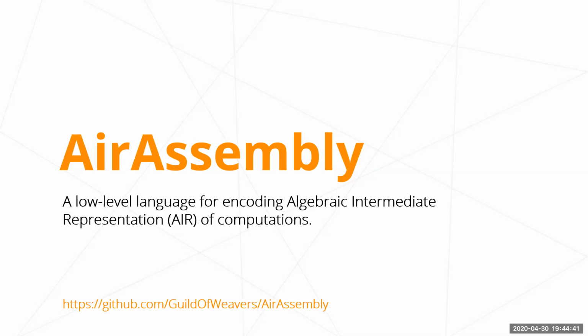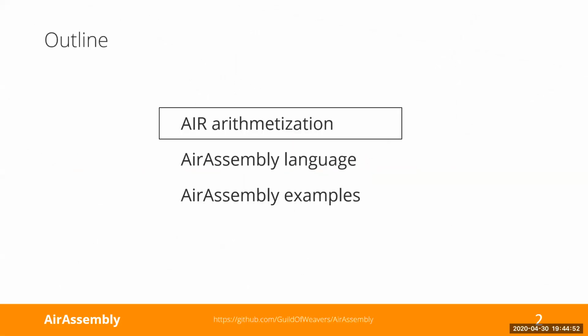So as Justin mentioned, my talk today is about AirAssembly. It's a low-level language for encoding AIR of computations, and this is primarily used in Starks. The things I would like to go over today are the basics of AIR arithmetization and what exactly it means. I think a lot of you already know a lot of this, so it might be somewhat repetitive, but it's good to set the stage because AirAssembly mimics what you need to understand about AIR and tries to describe a lot of that. Once I go through AIR, we'll go through the language itself, and then if there's enough time, we'll go through a simple example of how AirAssembly can be used to encode a simple computation.